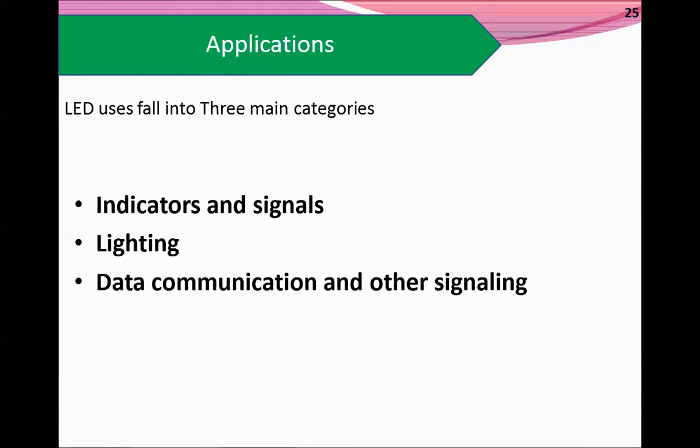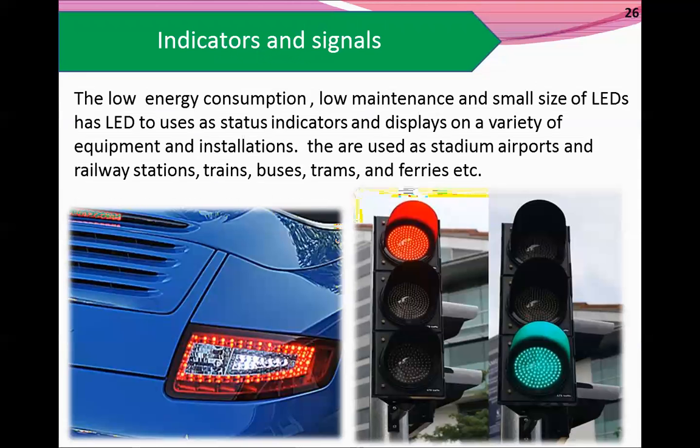Now applications. LED uses fall into three main categories. One is indicator and signal. Second one lighting. Third one data communication and other signaling. So first, indicator and signaling. The low energy consumption, low maintenance and small size of LED has led to its use as status indicator and display on a variety of equipment and installations.